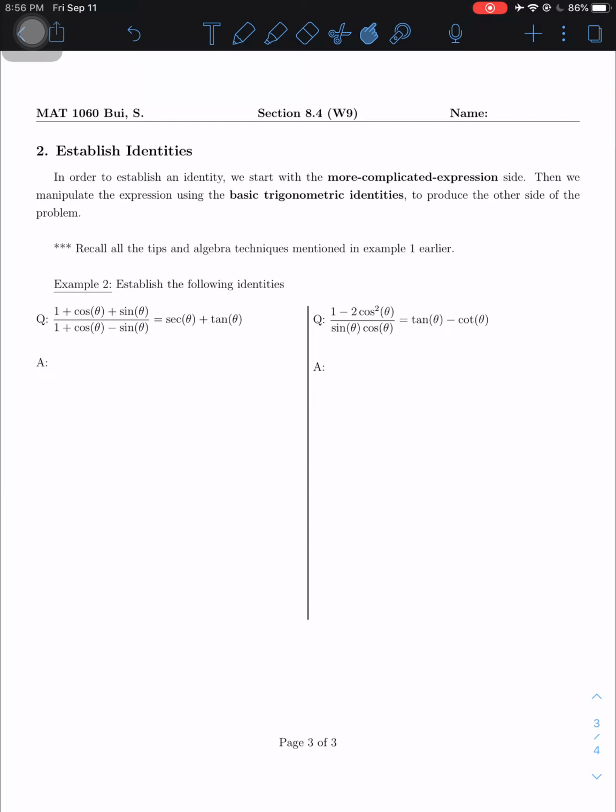And on top of that, make sure you remember the 5 tips that I gave you earlier on the last page, on page 2. So page 1 is really important in terms of identities. Page 2 is also important in terms of algebra skills. Okay, so make sure you print those 2 pages out. Okay. Now let's get to work.